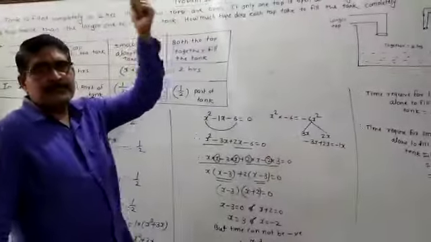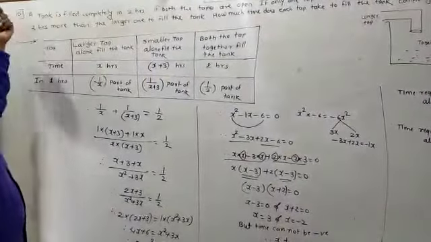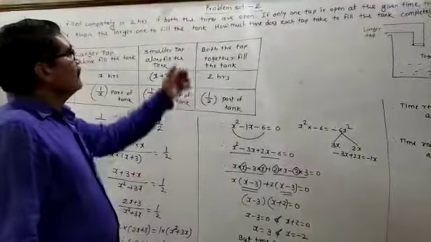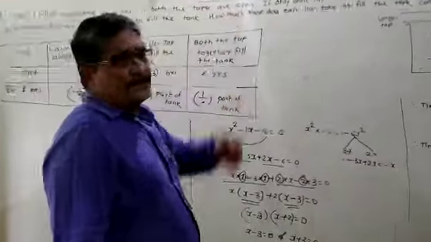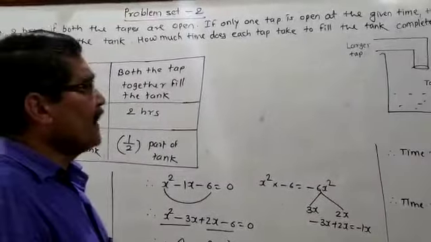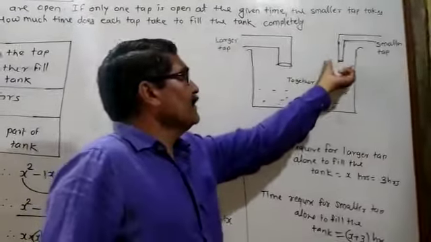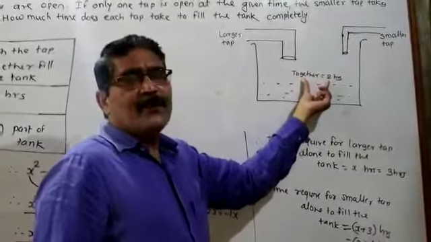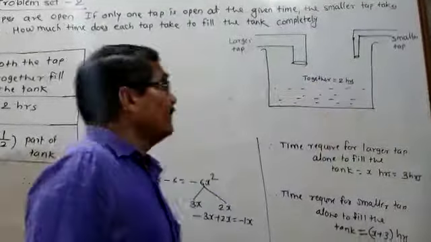Problem set 2, example number 15. A tank is filled completely in 2 hours if both the taps are open. This tank has 2 taps, one is the larger one, another one is the smaller one. If both the taps are open, within 2 hours this tank will fill.